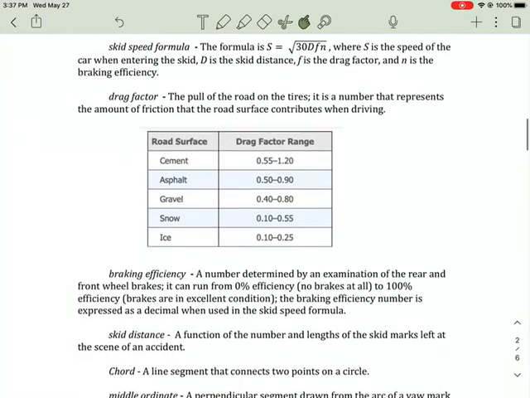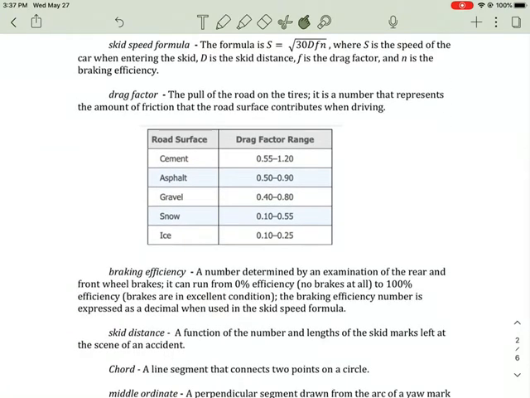Okay? Now, braking efficiency is a number determined by examining the rear and front wheel brakes. It can be 0, which means there's no brakes at all, or 100, meaning that the brakes are in excellent condition. The braking efficiency number is expressed as a decimal when used in the formula. So if it gives you a percent, you're going to want to change it to a decimal. Most of the time, it's going to be given to you as a decimal in the problem. Now, the skid distance is a function of the number and lengths of skid marks left at the scene.